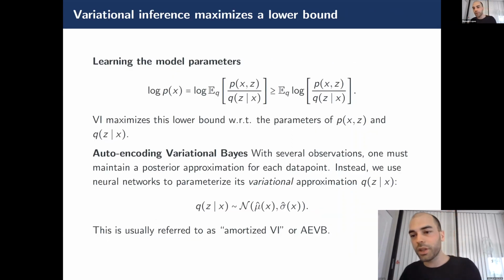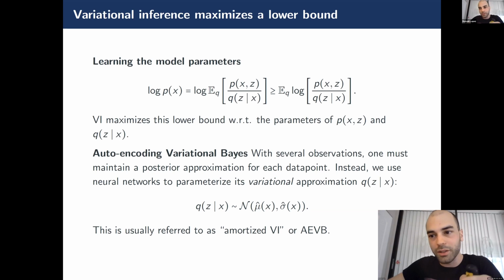And now we're stuck with another problem. We can't just apply VI as I showed you before. The reason is that we need to learn the model parameters as well. The way we do this is we maximize the evidence, so log P of X. And of course, we can't maximize this directly, so we need to decompose it using the variational distribution.